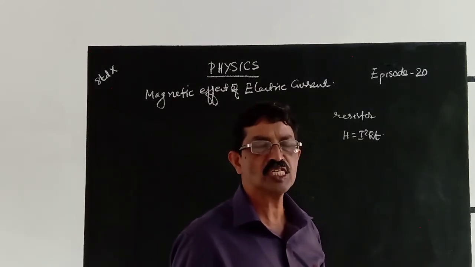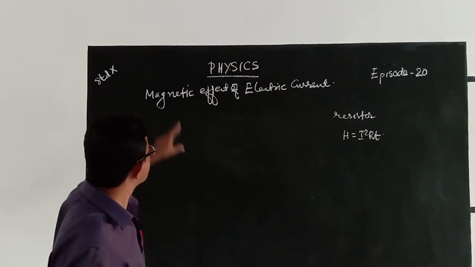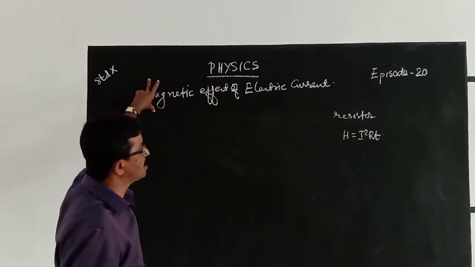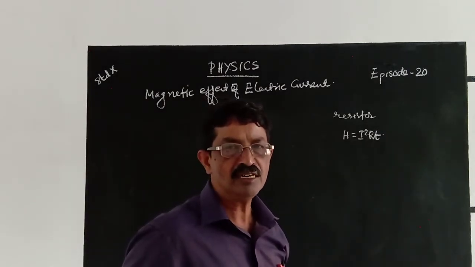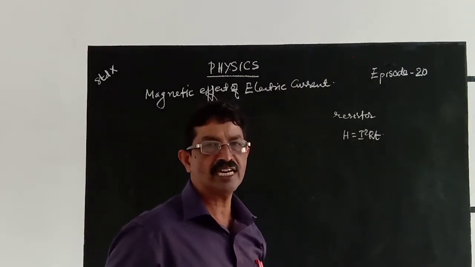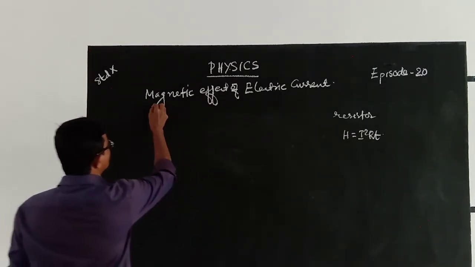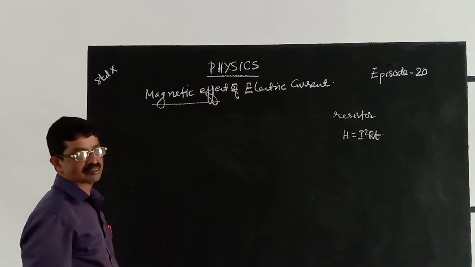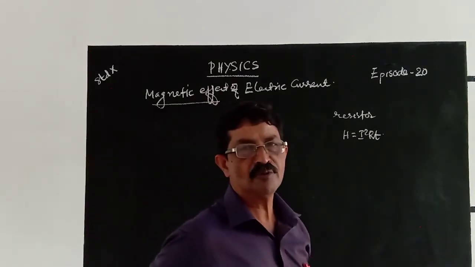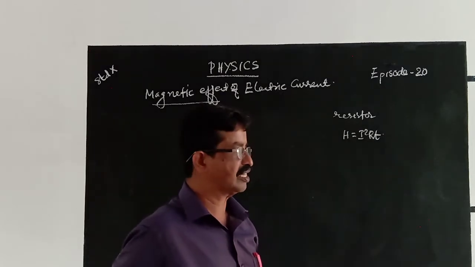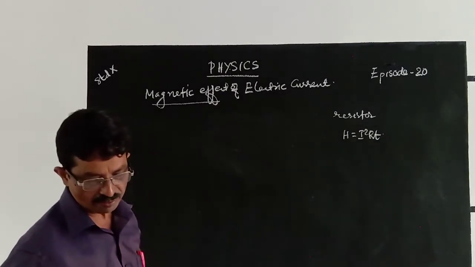Now we want to discuss some other effects of electric current. Among them, one is the magnetic effect of electric current. What is the magnetic effect of electric current? When current is passed through a conductor, the current can produce a magnetic field. For that, an activity is given here.